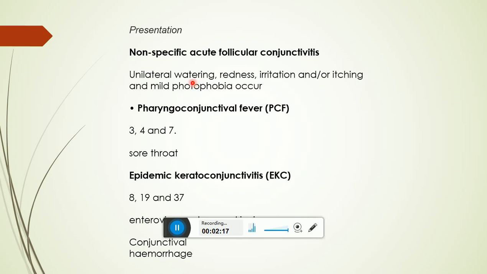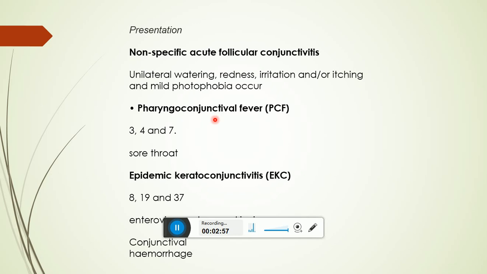The symptoms are unilateral watering, redness, irritation, plus or minus itching, and the patient may complain of mild photophobia. The contralateral eye is generally affected 1 to 2 days later. So if a patient presents with one eye involvement, it may also be viral conjunctivitis. The condition is usually milder than other clinical forms, and there may be accompanying systemic symptoms like sore throat and common cold.